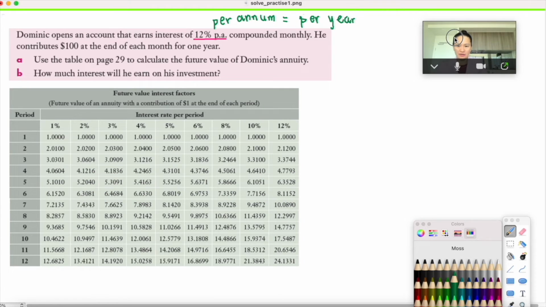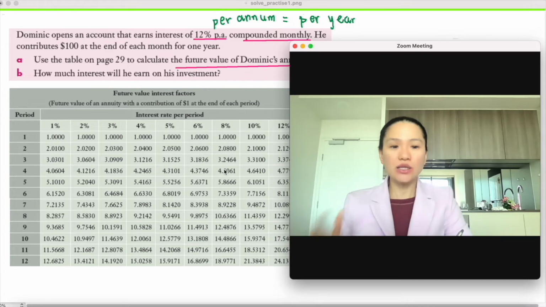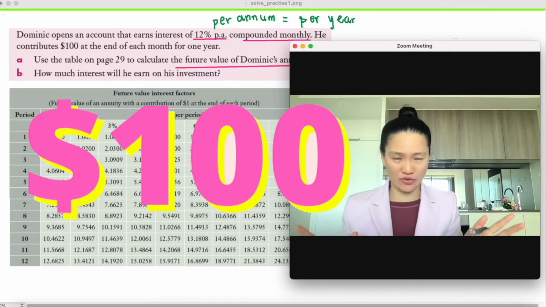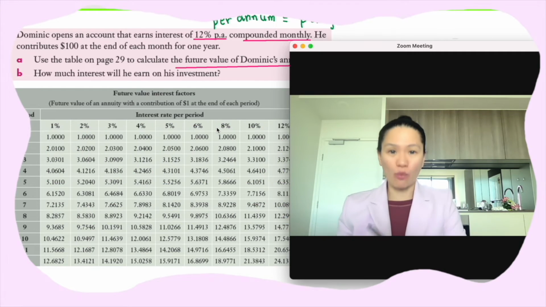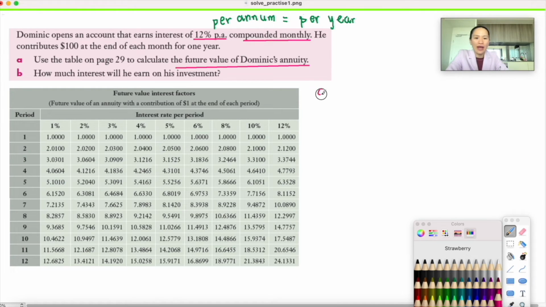But the point is it's not compound annually, it's compound monthly. He contributes $100. We're going to find A first. A, they want you to use this table and calculate the future value of Dominic's annuity. Look at this question carefully. He contributes not only $1, but he contributes $100. You need to find out the future value interest factor for $1 and multiply with 100. Okay, guys, look from here. We're going to find out A first.